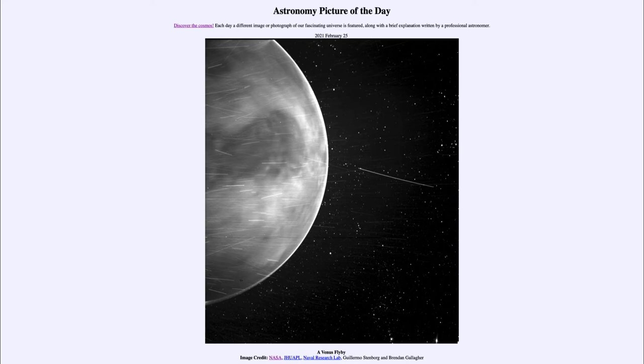Now, this was taken by the Parker Solar Probe, which is passing by Venus a number of different times. And what it is doing is using the gravity of Venus to assist its orbit and taking a little bit of energy from Venus and then using that to propel itself in closer to the sun.